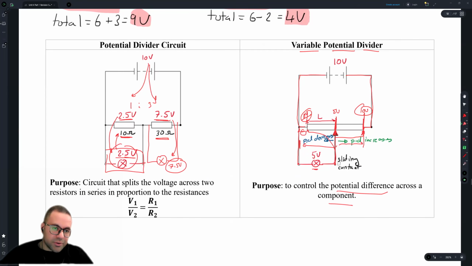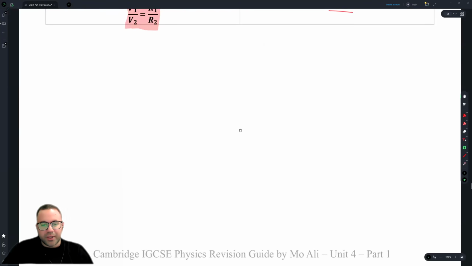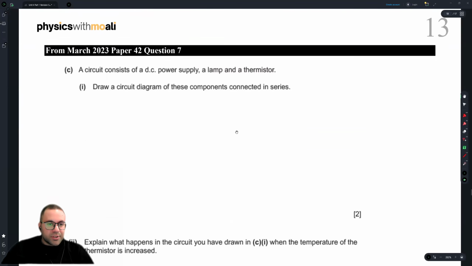As one final rule, a variable potential divider can follow this rule. V1 over V2 equals R1 over R2, meaning the ratio of the voltage is the same as the ratio of the resistors. We sometimes use this when solving questions. It does help. Do I always need it? Not really, but it does help. Okay. Let's solve a few questions.